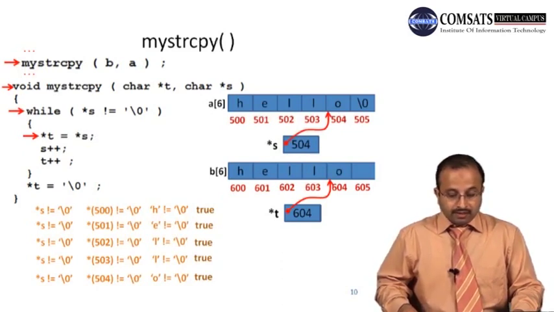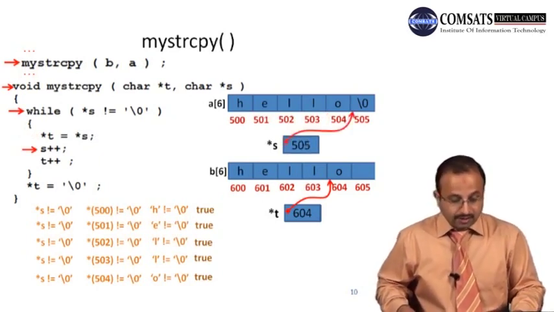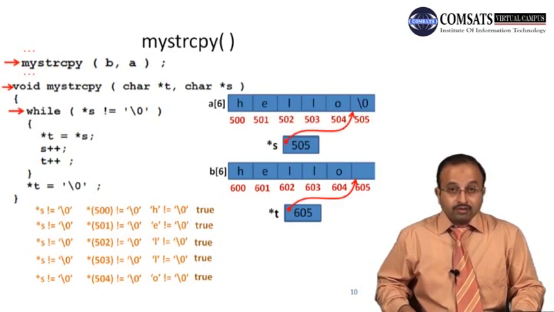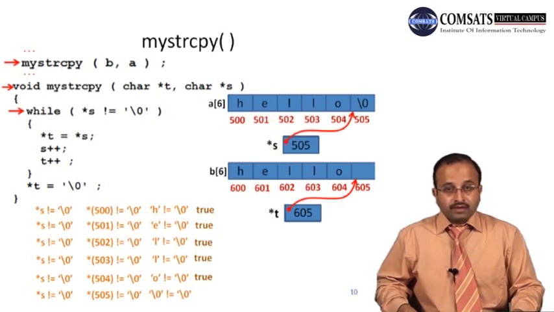And then it increments s. So now s points to the next memory location that contains the null character, and it increments t, so it points to the next memory location. Then it comes to the while loop condition and checks the condition. Now *s is not equal to null. Now s is 505, and *s at 505 is null. So the value at address 505 is null. So the null not equal to null condition is false. So when the condition is false, it comes outside the loop.